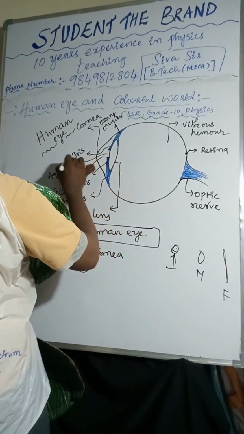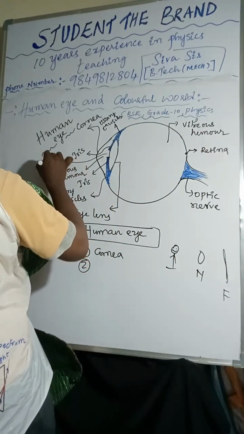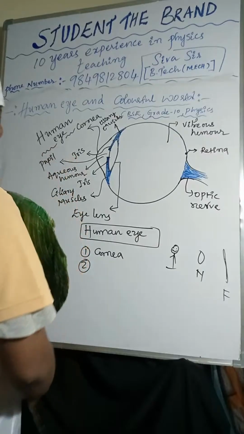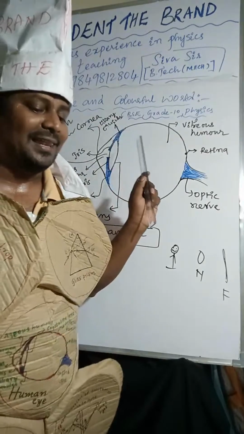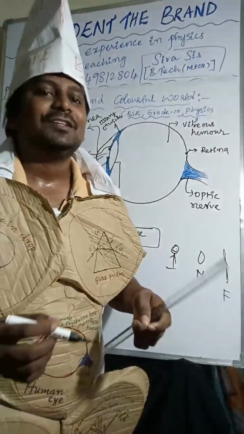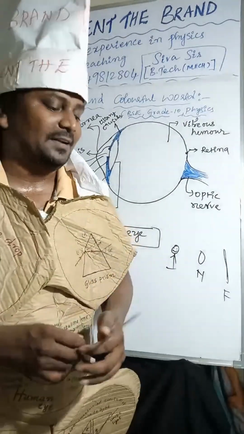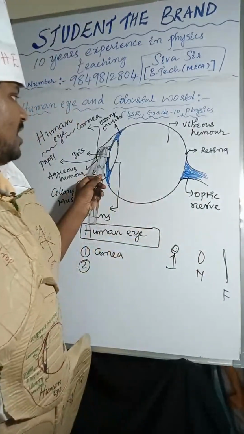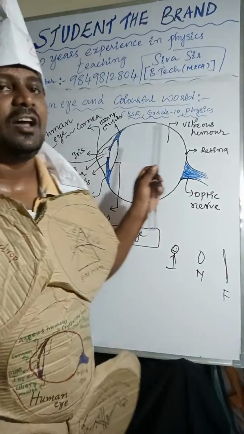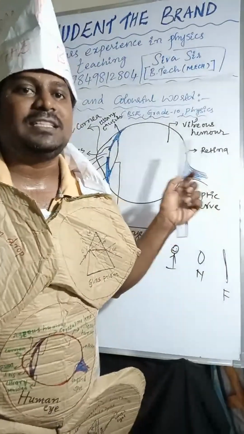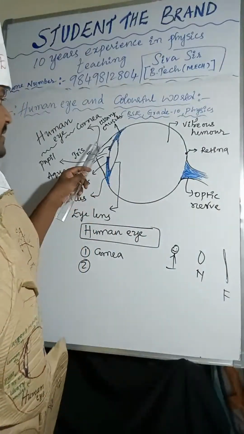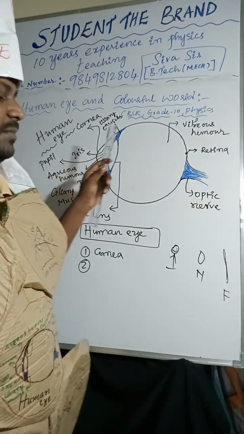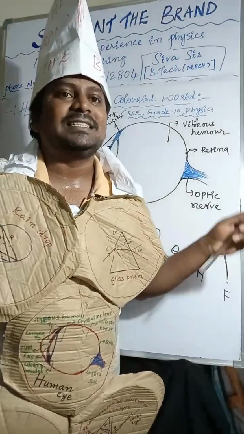Pupil. So the spelling is P-U-P-I-L, and you can pronounce it like that. Okay. So iris is a dark muscular diaphragm. It controls the size of the pupil. So this is the iris. Iris is the dark muscular diaphragm which controls the size of the pupil.